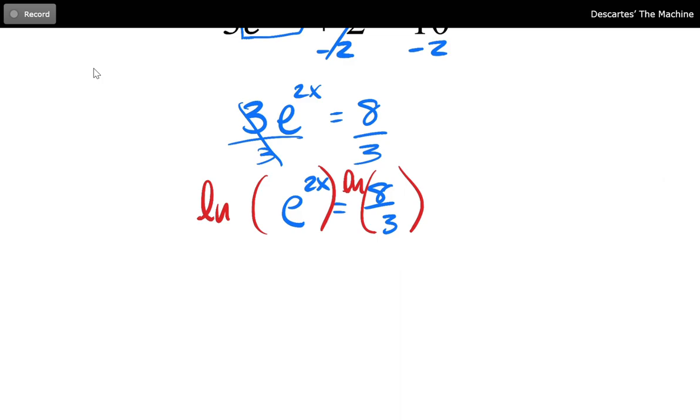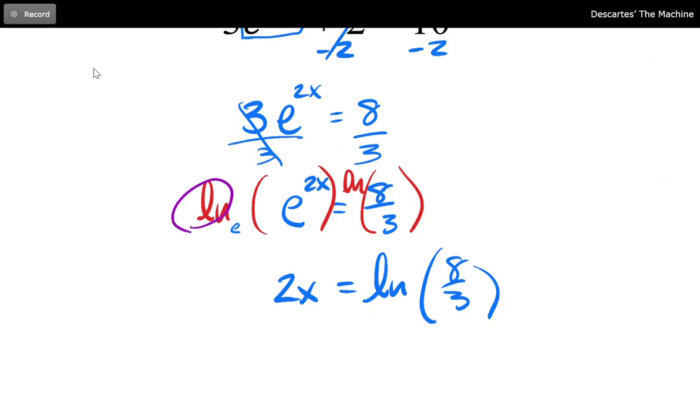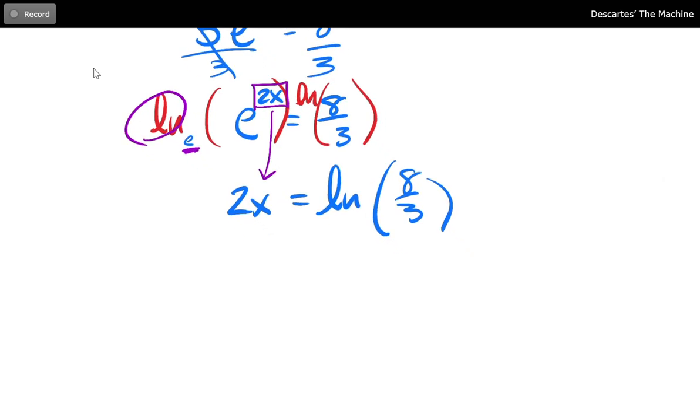Now natural logarithm, log base e, of e to the 2x is just simply 2x. And that's going to equal the natural logarithm of 8/3. Why did the left simplify just to 2x? Well, think about it. This question says, what's the exponent on the base, which is e, that gives me e to the 2x? Don't you see that the exponent is just 2x, and that simplifies down like that? Okay, good.